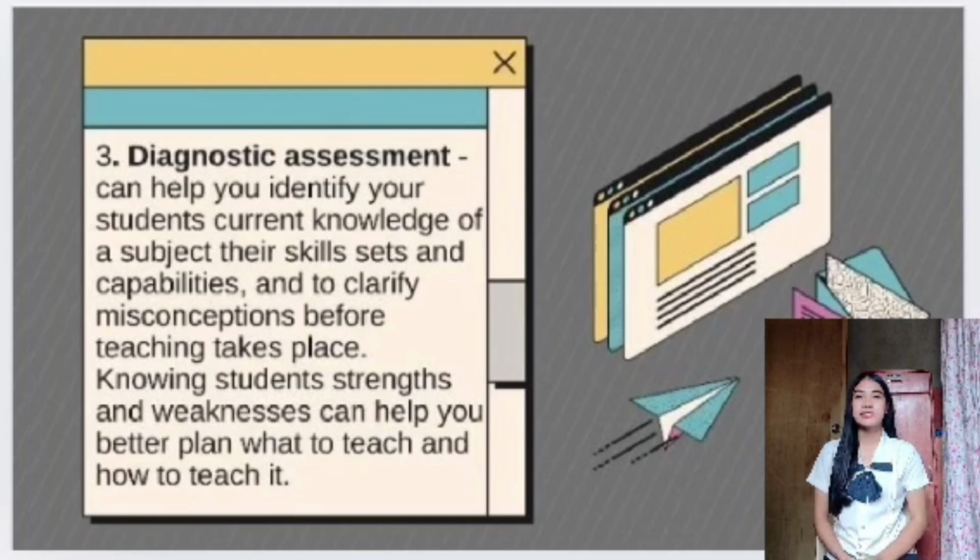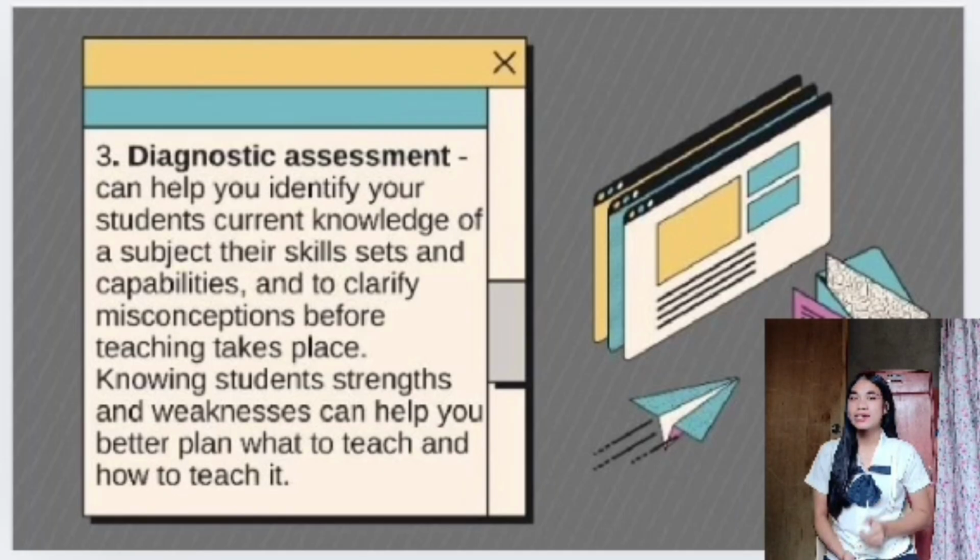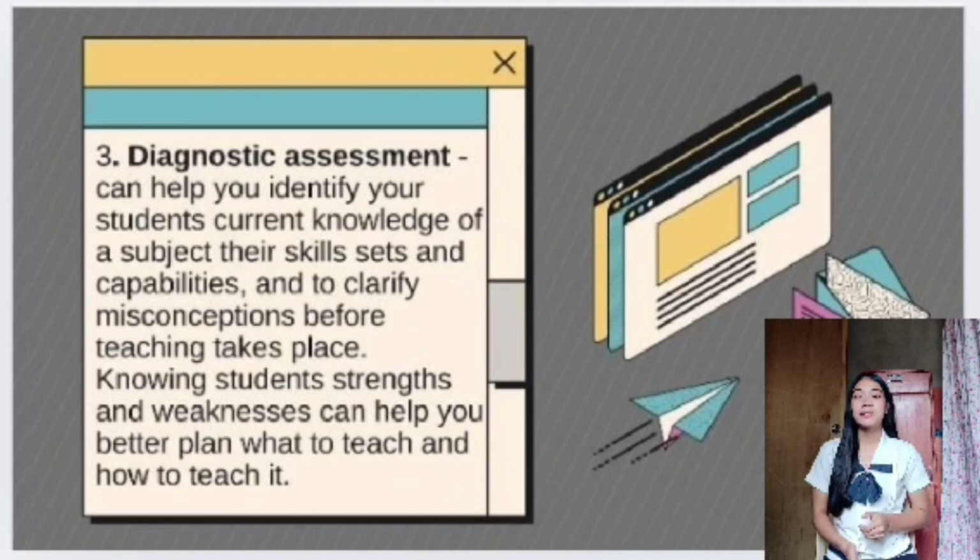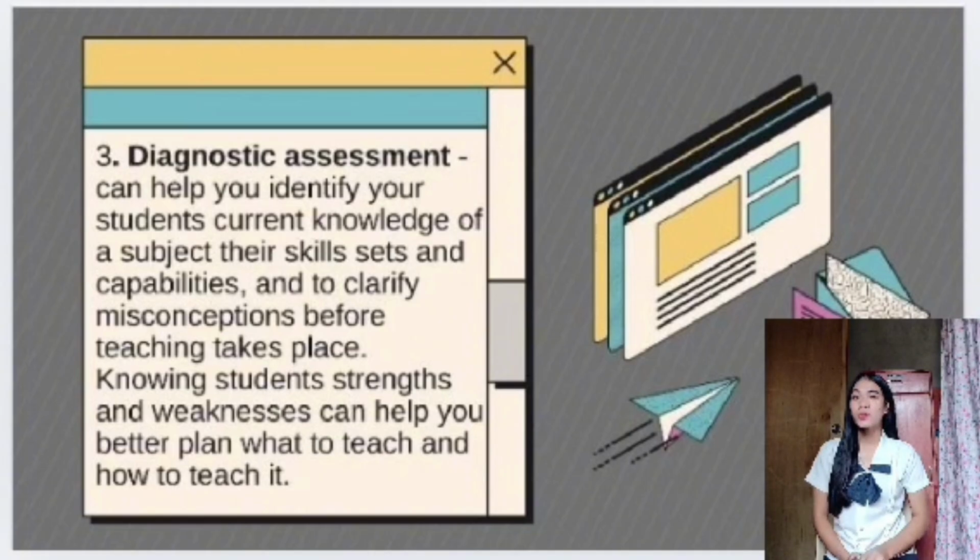Its main purpose is to find out what students already know, what skills they have, and what areas they still need help with. It's like a checkup before starting the actual lessons. Teachers use it to see what students already understand, what they misunderstood, and what topics they find easy or difficult. This information helps teachers decide how to teach, what to teach, and what to focus on first.